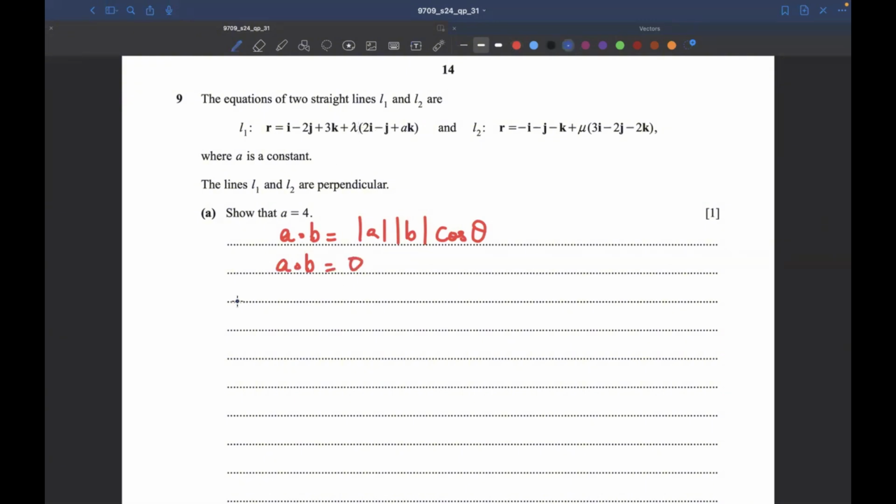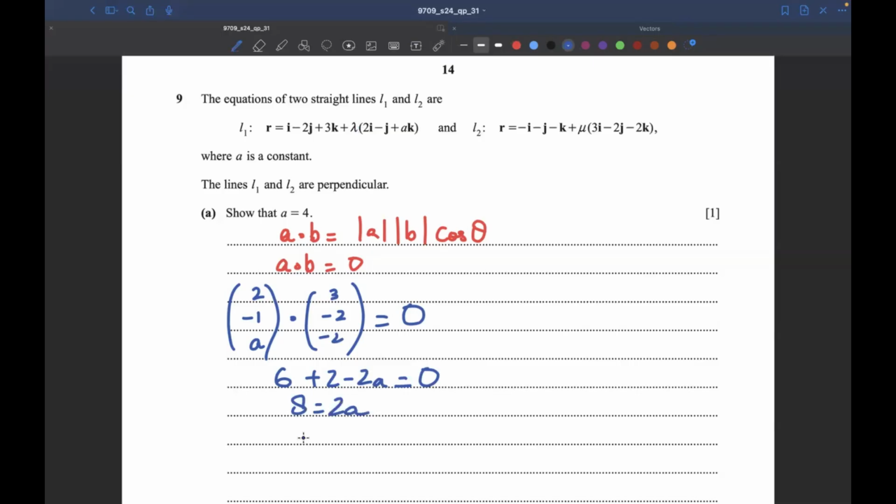Now the direction vector of the first line is 2, minus 1 and A, and the direction vector of the second line is 3, minus 2 and minus 2, and that will be equal to 0. Multiplying, we'll get 2 times 3 is 6, plus 2 minus 2A is equal to 0. So 8 is equal to 2A, and the value of A will be equal to 4.